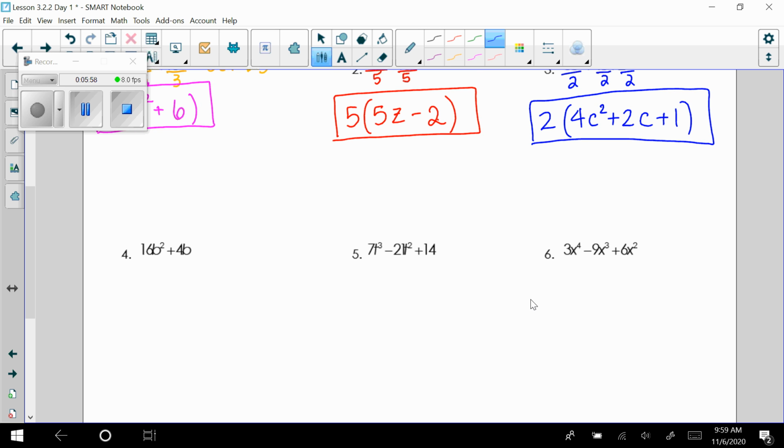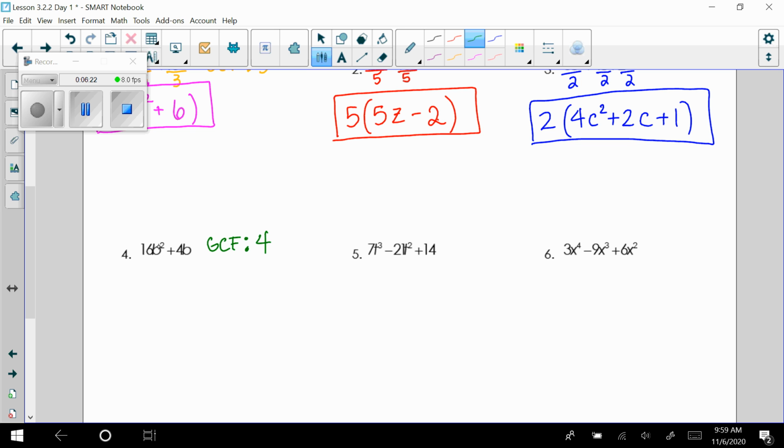So the first 3 that we just did, the GCF was only a number. Now we're going to look and see, well, maybe we'll have more than just a number we can take out. So just looking here at number 4, and I'm thinking about the GCF, I need to see what's the biggest number that divides into both 16 and 4. And that happens to be 4. So we can pull out a 4.